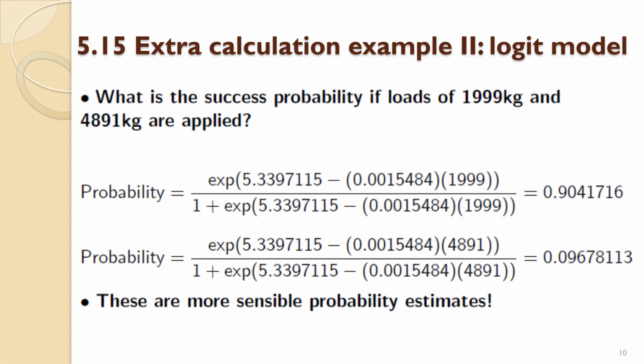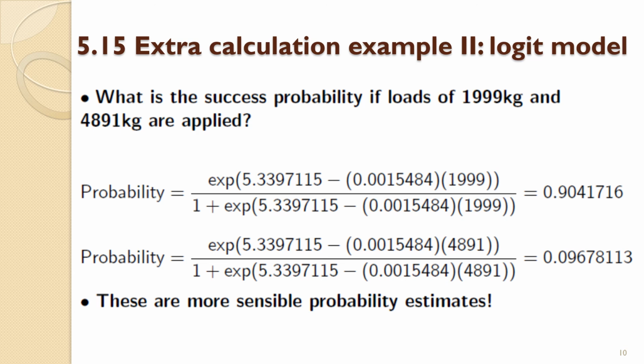Note here, you've got quite a big deviation between the values on the previous slide. So in the first case, the success probability is estimated at 0.9, and in the second case, the success probability is estimated to be 0.1, so roughly 10%. So not only are these more sensible probability estimates, I think what you see here is the region where the previous linear probability model breaks down quite significantly. So a 90% success rate, very different to a 100% success rate, and a 10% success rate, very different to a 0% success rate.